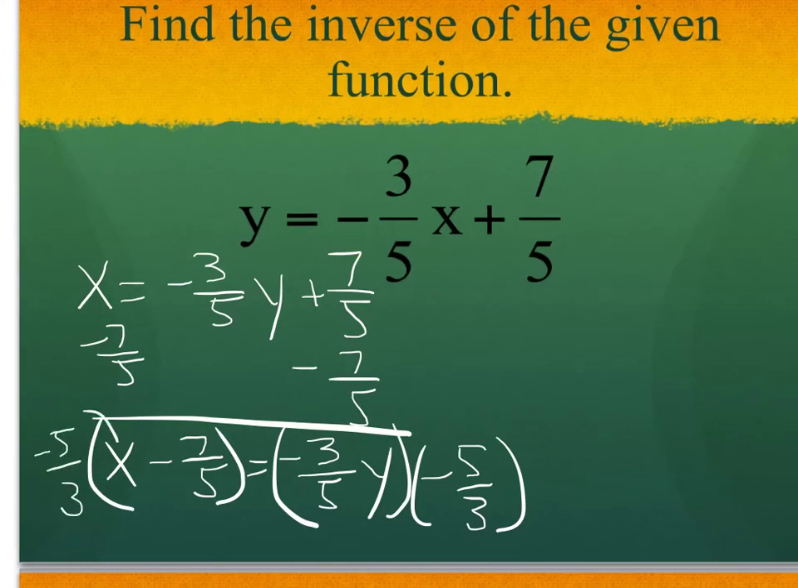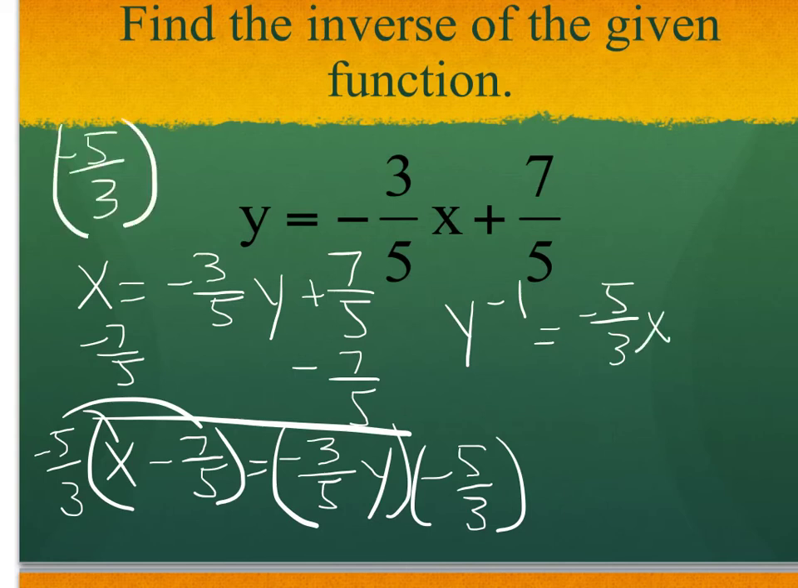And then we distribute that 5/3. So the inverse of y is going to be negative 5/3 x. And then I'll show you the work over here. Negative 5/3 times negative 7/5. The 5's are going to cancel. Negative times a negative is a positive, so we end up with positive 7 over 3.